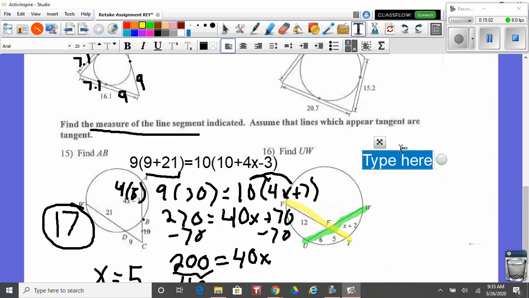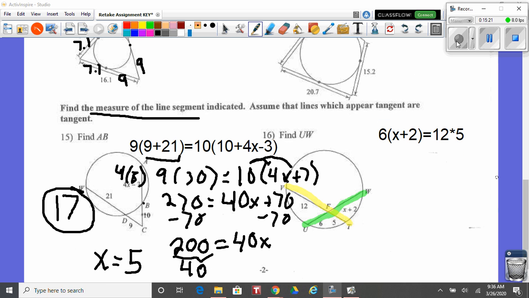So for this one, for each one, it is part times part equals part times part. So on the left, we have 6 times x plus 2 equals the 5 times 12, or 12 times 5. It does not matter how you put it. To finish solving this, what we need to do is distribute on the left side. So we have the 6 times the x plus 2, so 6 times x is 6x, and then plus 12 equals, and then we just multiply on the right side to give us 60.